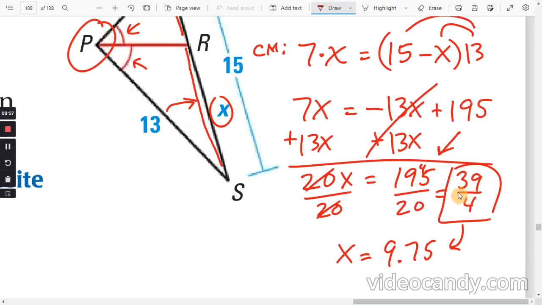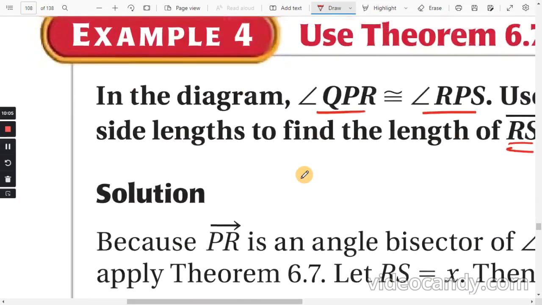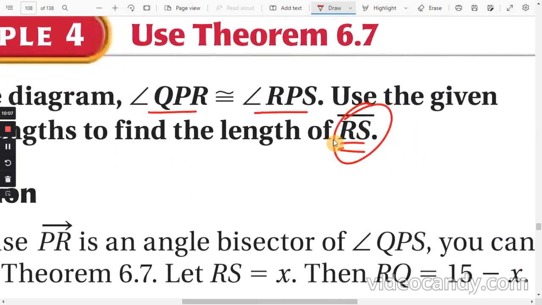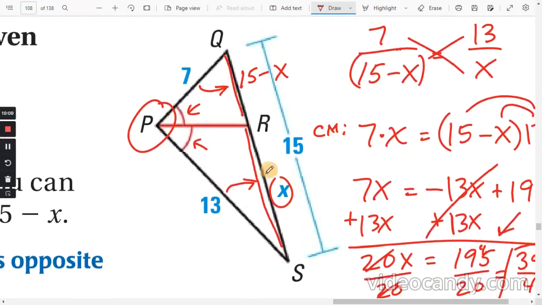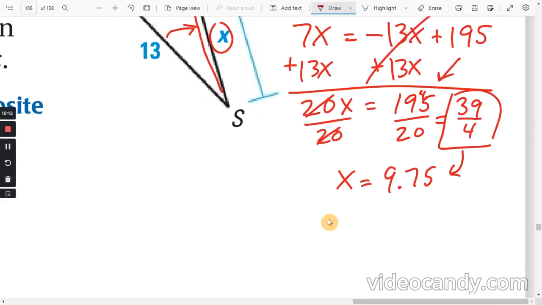All right, I reduced it, but if you can't, then just do that on the calculator. Now let me see if that's what they asked for. They asked for RS, and we said RS was X. So RS is 9.75.